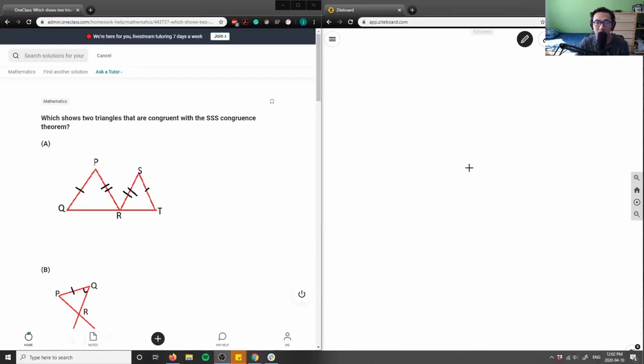So our first question is this question here. It says, which shows two triangles that are congruent with the SSS congruence theorem? So what I'm going to do is give you a minute, pause and think about this question, and then we are going to work through the solution together.